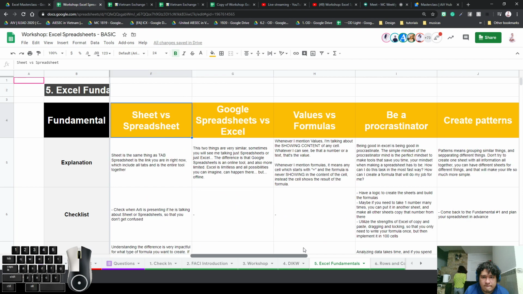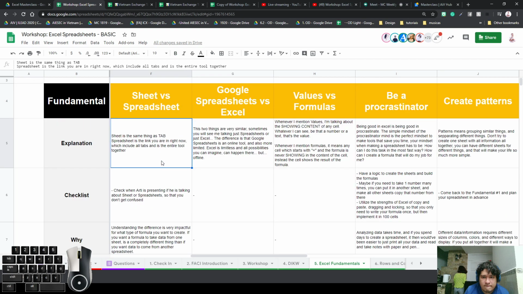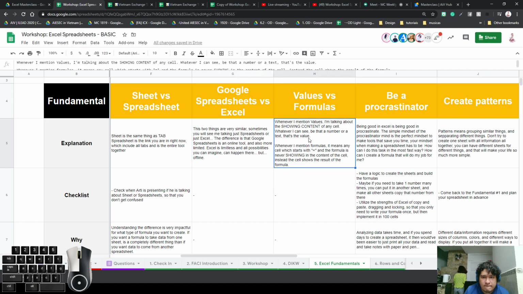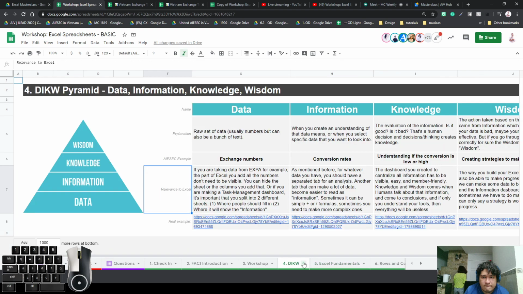Good. So I'm here. Sheet versus spreadsheet. Probably you're going to hear me saying this a lot of times, and in case you still don't know, a sheet is this. So this is this tab. What we usually call tabs, that's a sheet. So if you read any of these things and you see something saying sheet, that's what it means. It's this sheet.